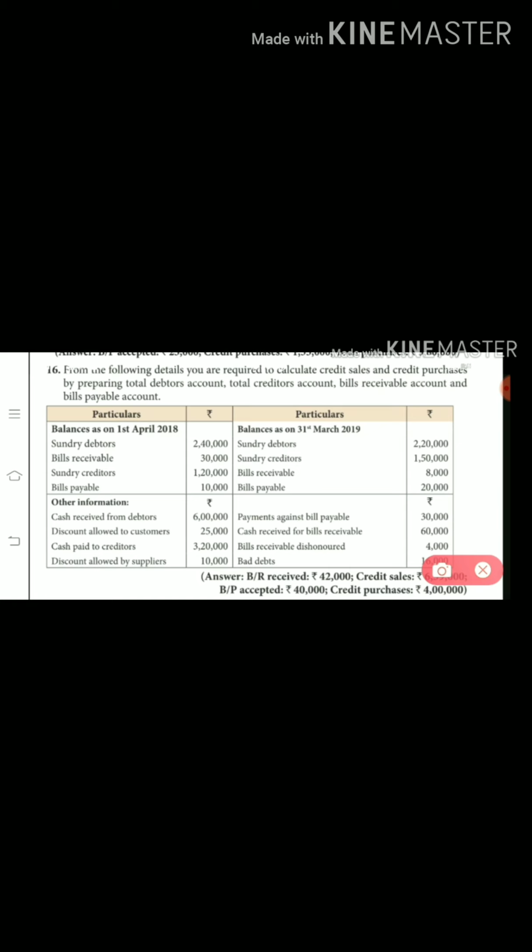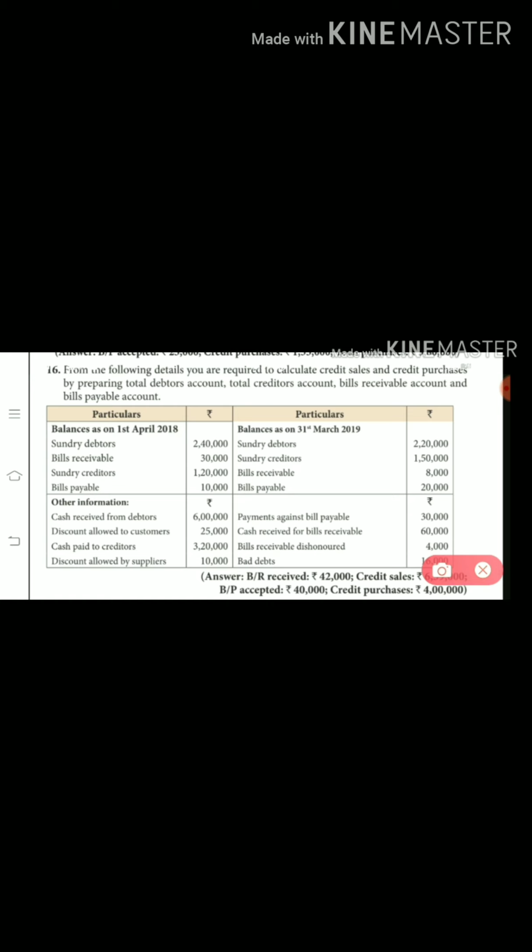Another information: cash received from debtors 6 lakhs. This is the cash received value. Discount allowed to the customer 25,000. This value is considered discount allowed only. Cash paid to creditors 3,20,000. Discount received from suppliers 10,000. Payments against bills payable 30,000. Cash received for bills receivable 60,000. Bills receivable dishonored 4,000. Bad debts 16,000.